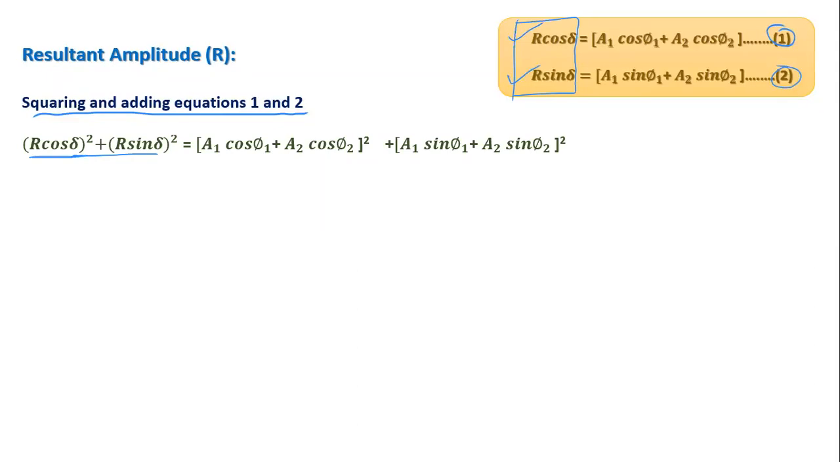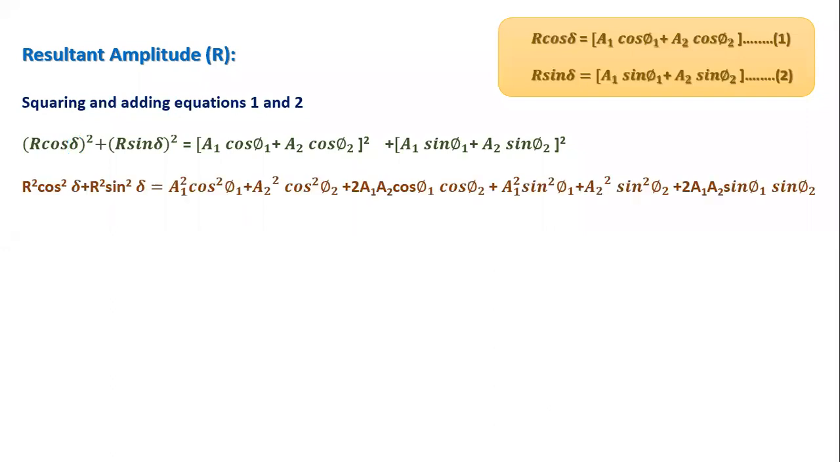Now we consider this side. Now this bracket square plus the second bracket square. Now we have to use here the expansion of a plus b bracket square. You know that it is a square plus b square plus 2ab. That bracket square expansion we have to use, as well as we have to try to minimize this equation, and we have to obtain the formula of this delta. Now after that, here we get R square cos square delta plus R square sin square delta, this term.